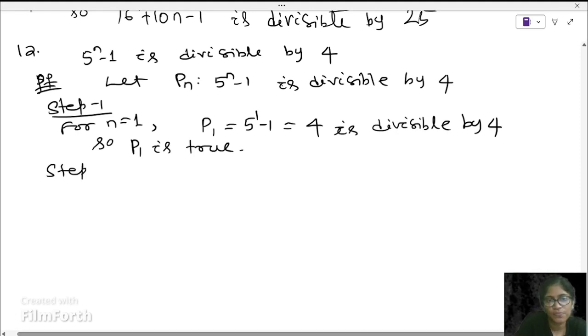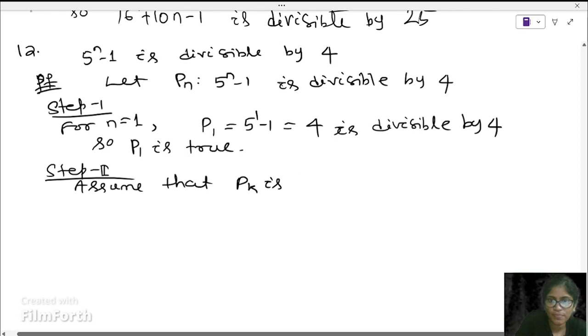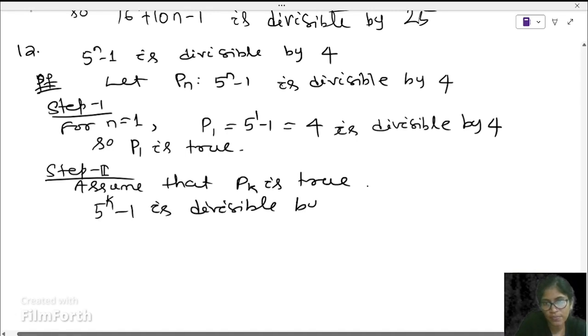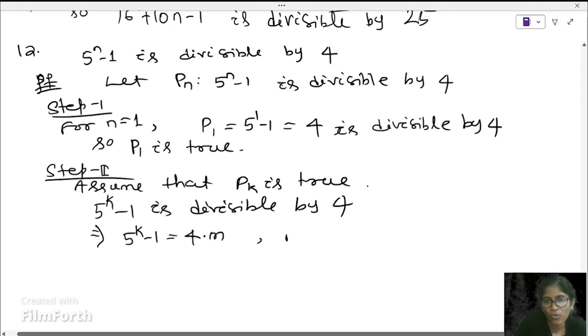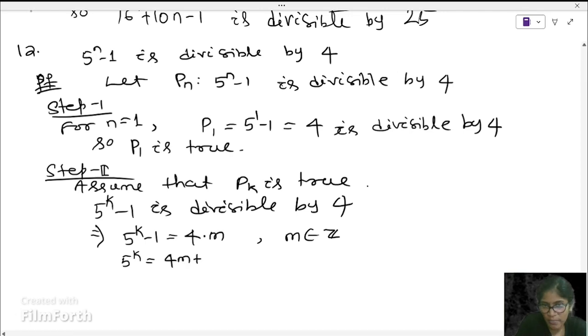Next, step 2. Assume that P(k) is true. That means 5 to the power k minus 1 is divisible by 4. That implies 5 to the power k minus 1 is some multiple of 4. That means we can write this equal to 4 into m, where m belongs to the integer set Z. Now we can write 5 to the power k is equal to 4m plus 1.